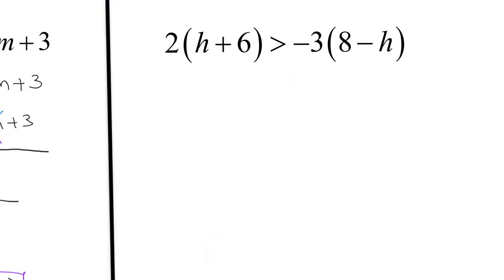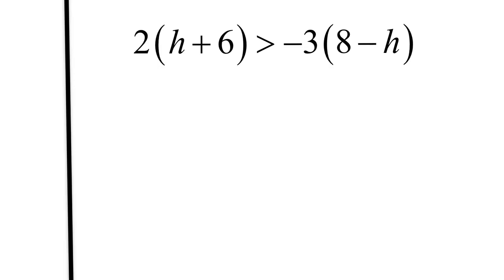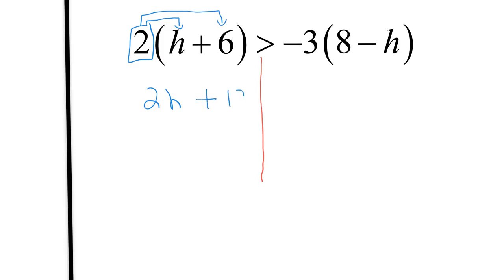Now this one here has two different parentheses, and outside of the parentheses, we have different numbers. We have a 2 here, we have a negative 3 outside here. So I am going to, first of all, distribute because we need to multiply. So let me put the line under the inequality here. Let's start with the 2 on the left side. 2 times the h, that's going to be 2h, and then you multiply 2 times the positive 6. That's going to be positive 12.